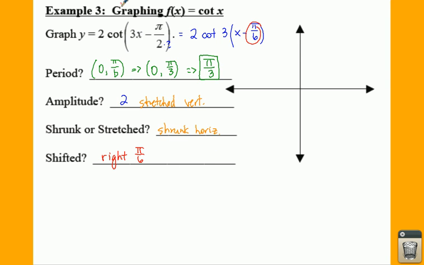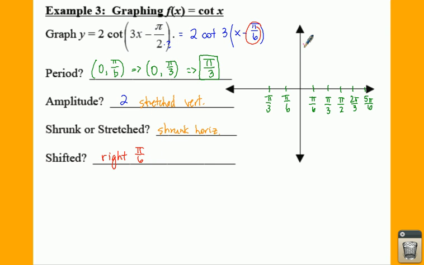So what we should probably do is put our intervals up here according to pi over 6s. So this would be pi over 6, 2 pi over 6 is pi over 3, 3 pi over 6 is pi over 2, 4 pi over 6 is 2 pi over 3, 5 pi over 6, and we're going to run out of room. If we go backwards, this would be negative pi over 6, negative pi over 3, and so on. So our period is a total distance of pi over 3, which is 2 hash marks. But it is shifted to the right by pi over 6.